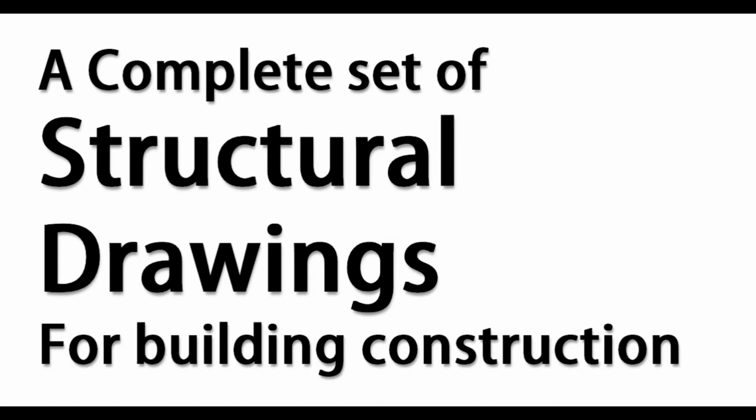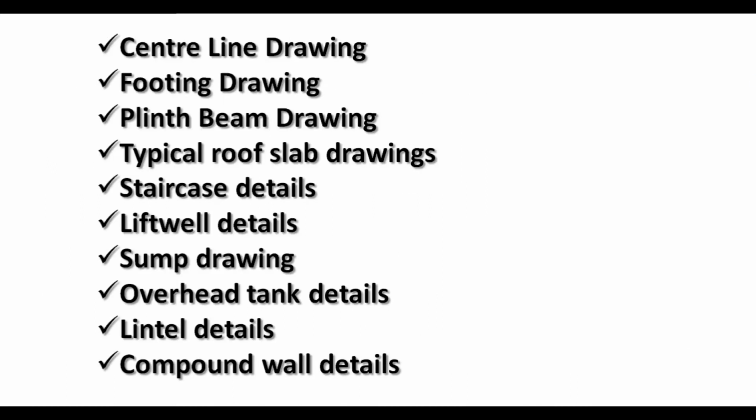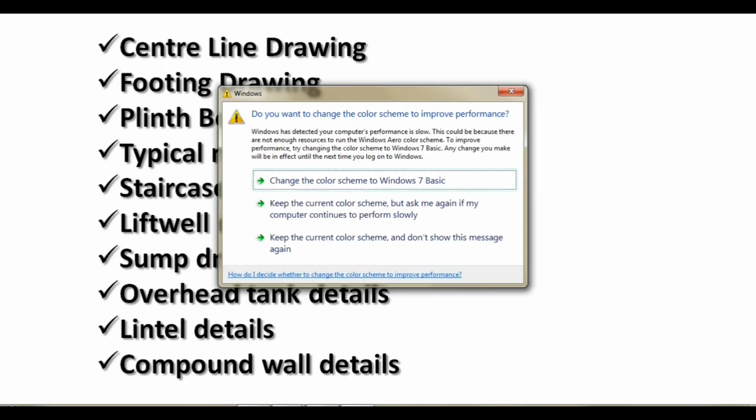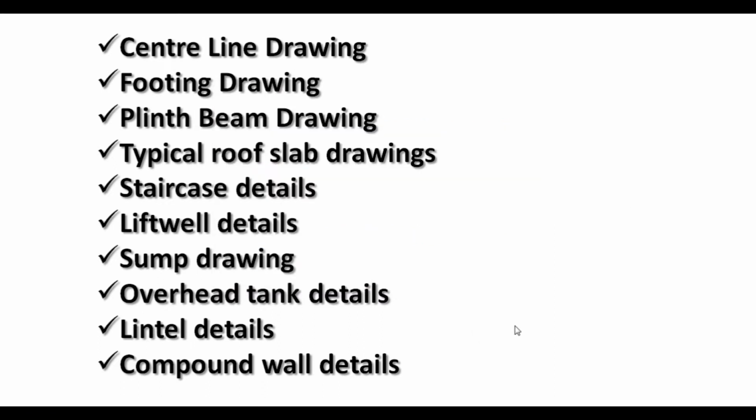Today in this video, we are going to see a complete set of structural drawings for a building construction. So a structural drawing has all these sets of drawings. It starts with the centerline drawing, footing drawing and plinth beam drawing for the foundation level. And for the roof slabs, you have typical roof slab drawings like ground floor roof slab, first floor roof slabs and headroom slab drawings. Then staircase details, lift well details, sump drawing, overhead tank details, lintel details and common wall details.